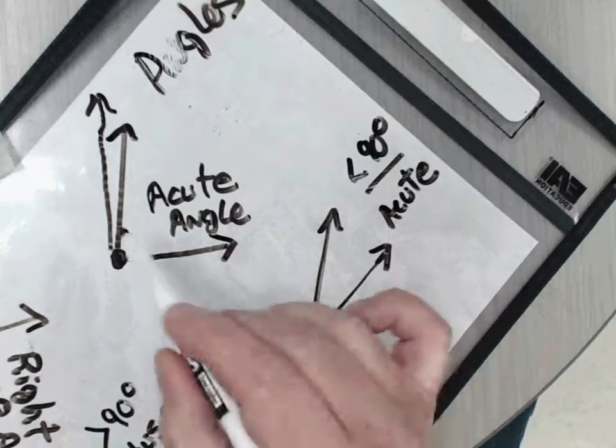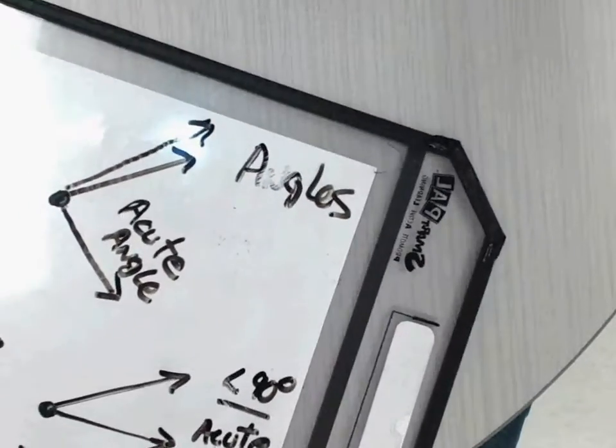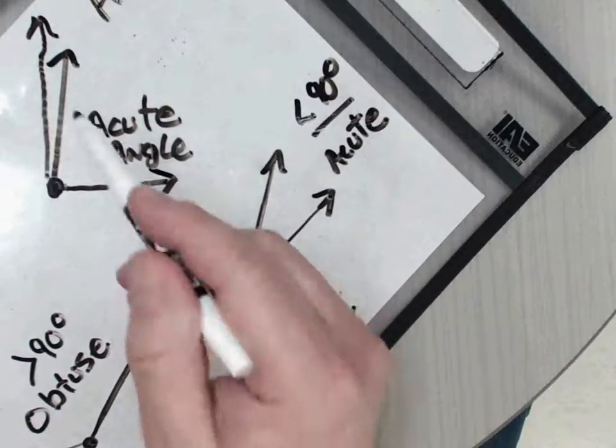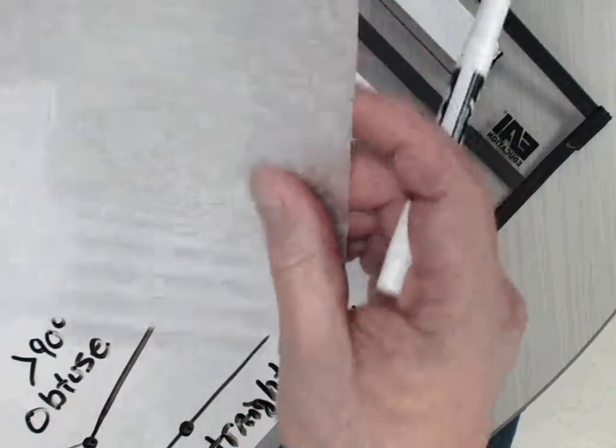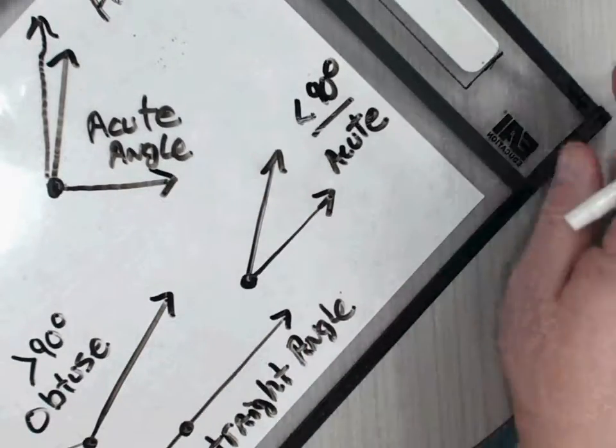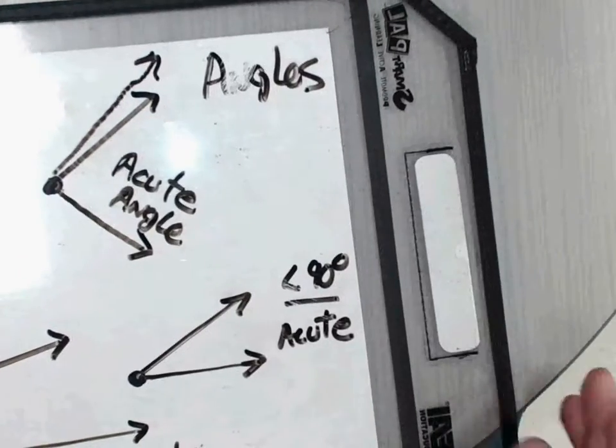So don't be tricked by that, because when you look at it this way, it may appear to be a right angle. But when you really measure it, always use that corner of the paper and measure that angle. Hopefully this helps you with your angles.